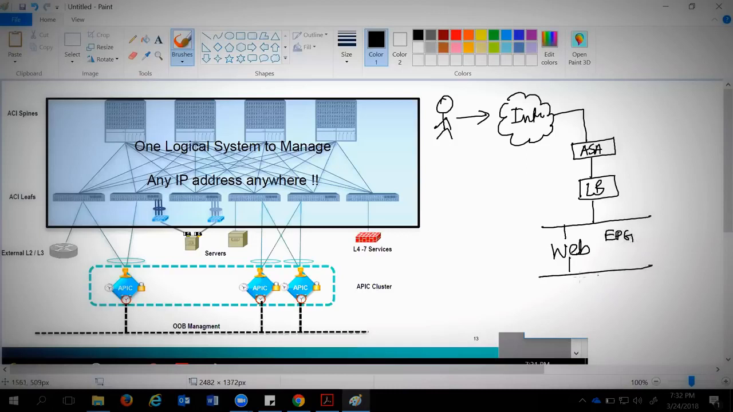Now from the web, we would have a similar infra, like maybe we would have a firewall again. Maybe that could be an ASA firewall. And again, we would be talking to our app traffic. Okay. Now from app, again, we would be sending that traffic to a firewall, an ASA firewall, and then we would be sending that traffic to our database.